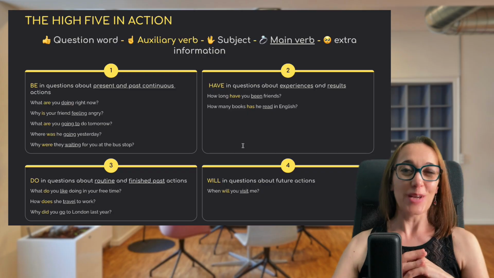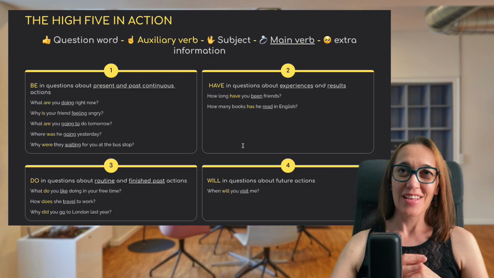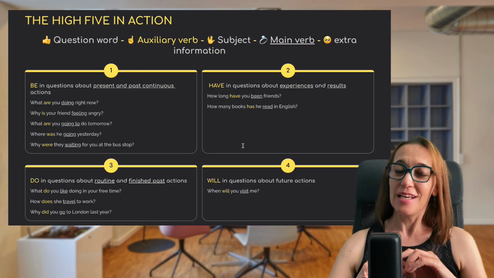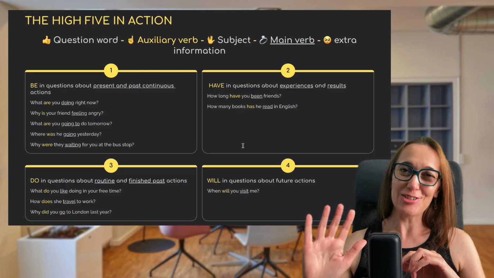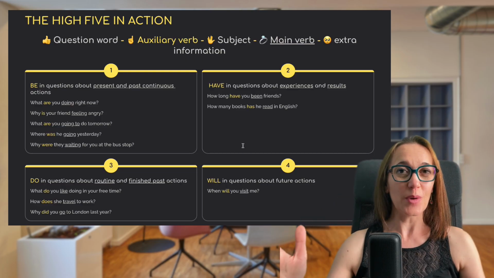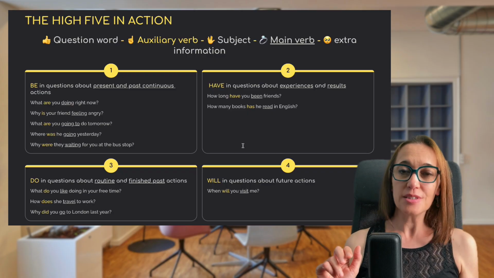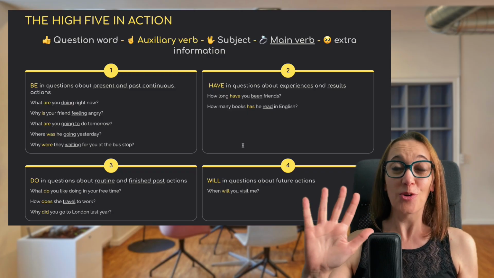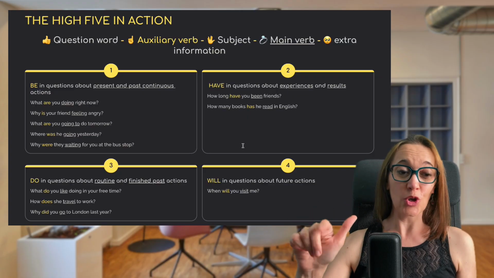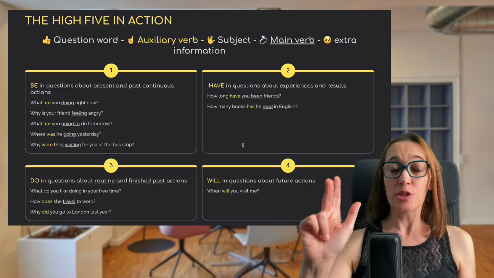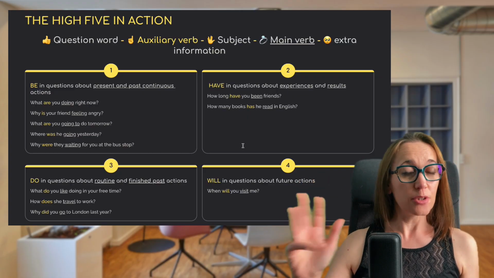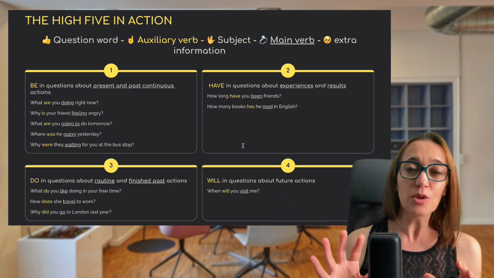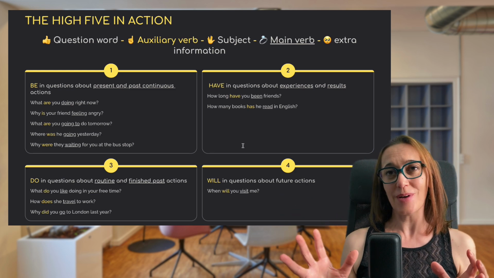Well, great job. Remember, use correctly the auxiliary verbs. Use our magic high five to build questions step by step. At first, it's going to make you think of your own fingers: question word, auxiliary, the subject, and the verb, and then the rest of the information. Little by little, you will slowly control the structure of questions.